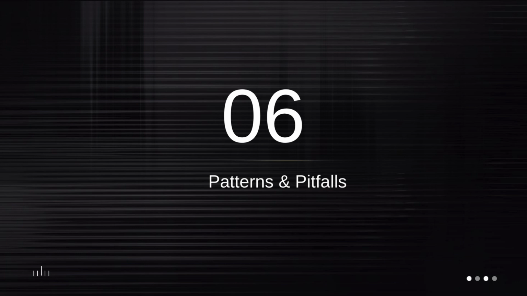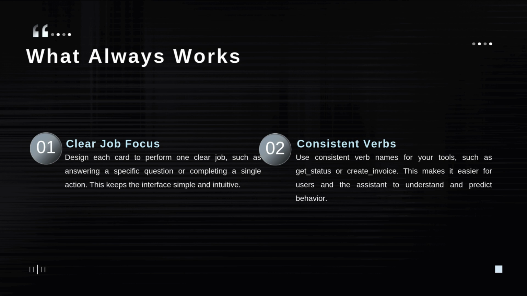Design your cards, your UI components, to do one clear job. Focus. Answer one specific question or complete one single well-defined action. Don't try to cram too much in. Use small, meaningful, structured payloads. Keep the data clean. Be consistent with your tool names. Use descriptive verbs: get status, update record, create them. Make it obvious, and always return explicit, machine-readable outcomes. Things the model can actually understand and maybe use in the next turn, like status codes, confirmation IDs, things like that. Okay, clear job, small payloads, consistent verbs, explicit outcomes. Got it.